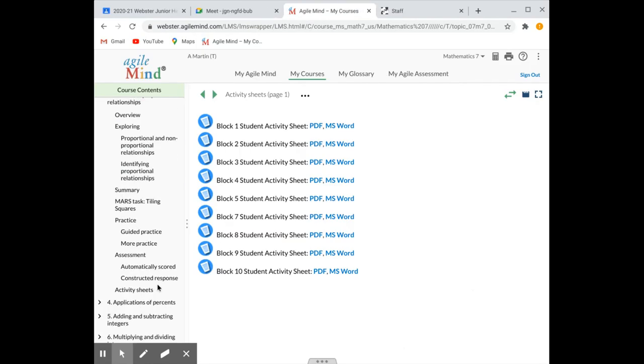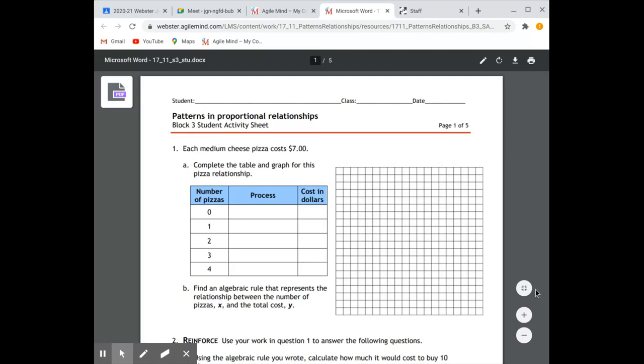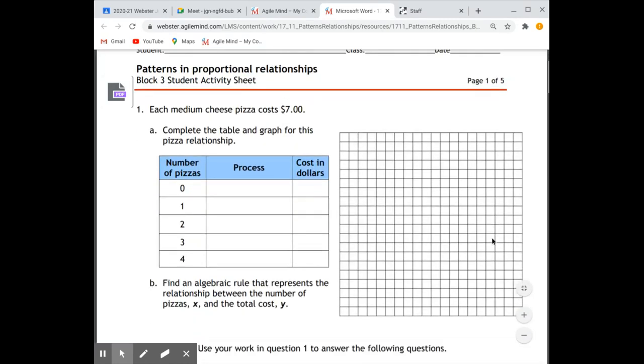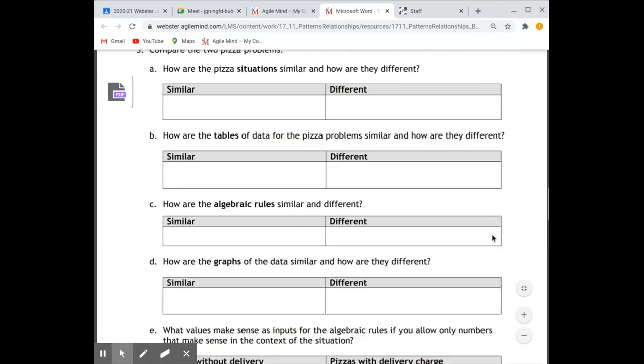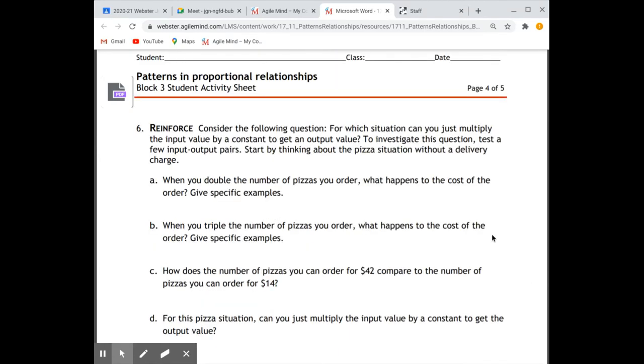Correct. All right. Consider the following question. For which situation can you just multiply the input value by a constant to get an output value? To investigate this question, test a few input-output pairs. Start by thinking about the pizza situation without a delivery charge. All right. So it says, when you double the number of pizzas you order, what happens to the cost of the order? So what would we say? It gets larger. It does get larger, but give me an example. If we double something, what are we multiplying by?